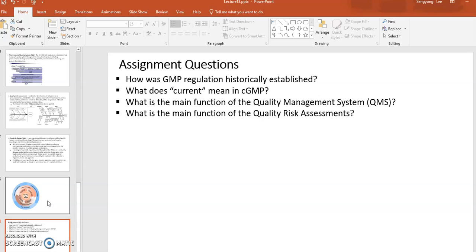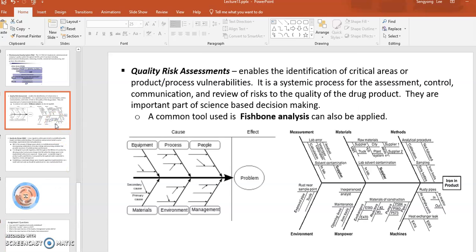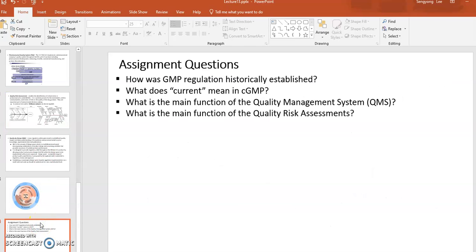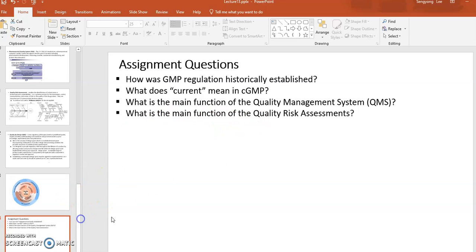What is the function of the quality risk assessment? Okay, so quality risk assessment enables and identifies the critical areas, product process vulnerability. So before any mistake or disaster happens, you identify possible sources of risk, and you need to probably do the CAPA based on that, corrective or preventive actions, so nothing bad will happen. Okay, so you do that management ahead of the problem arising. Okay, that's it for this.